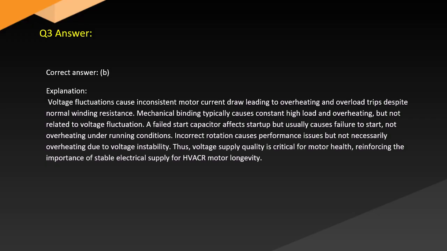Voltage fluctuations cause inconsistent motor current draw, leading to overheating and overload trips despite normal winding resistance. Mechanical binding typically causes constant high load and overheating, but is not related to voltage fluctuation. A failed start capacitor affects startup but usually causes failure to start, not overheating under running conditions. Incorrect rotation causes poor performance, but not necessarily overheating due to voltage instability. Thus, voltage supply quality is critical for motor health, reinforcing the importance of stable electrical supply for HVACR motor longevity.